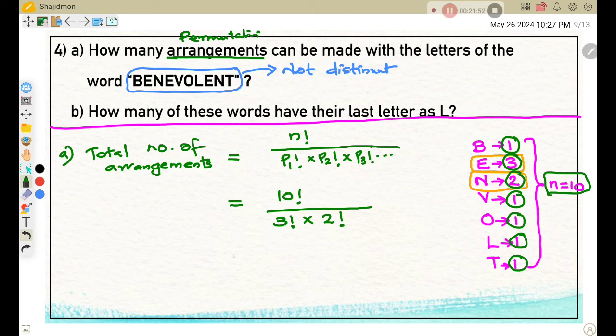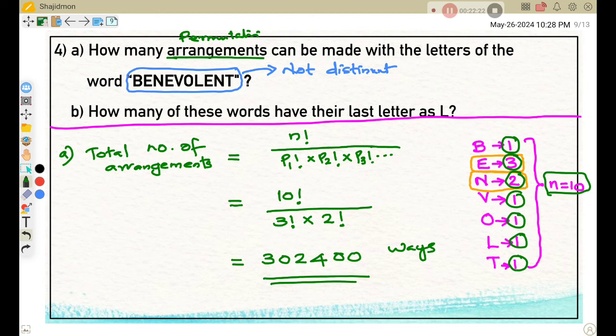So you can check this value from a calculator. So you will get the answer 302400. These many ways in total we can arrange the word benevolent. Total number of arrangements, or total permutations, that can be created from the letters of the word benevolent is 302400. That many arrangements we can create. Hope you understood the first part of the question.